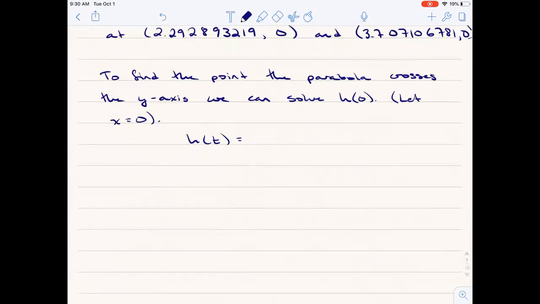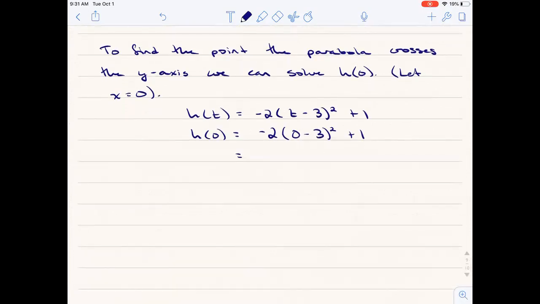So h of t is -2 times t minus 3 squared plus 1. So h of 0 is -2 times 0 minus 3 squared plus 1. -2 times 9 plus 1 is -18 plus 1, which is -17.